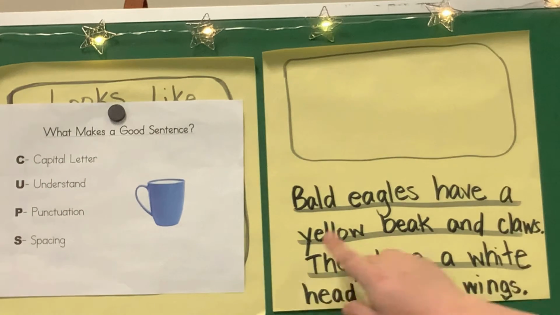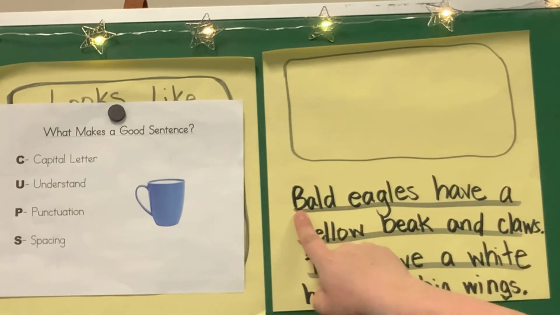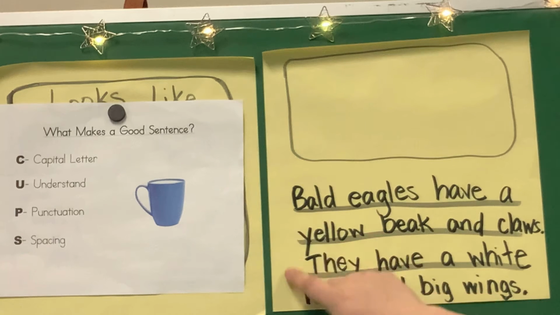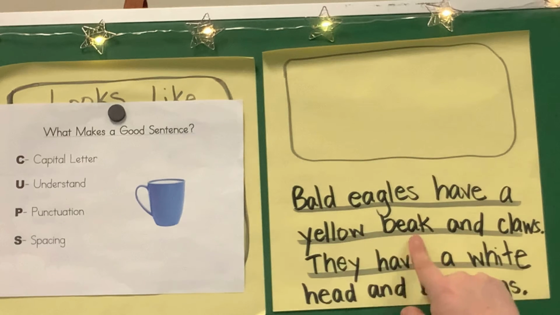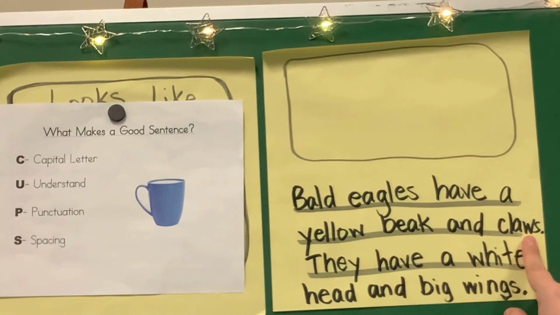I need to check for capital letters at the beginning of my sentence. Now remember, the beginning of the sentence does not mean the beginning of a line. Because see, look right here, this does not have a capital letter because it's the beginning of a line, not the beginning of a sentence. The beginning of the sentence is right here, okay? Bald eagles have a yellow beak and claws, okay? There's the period to end.